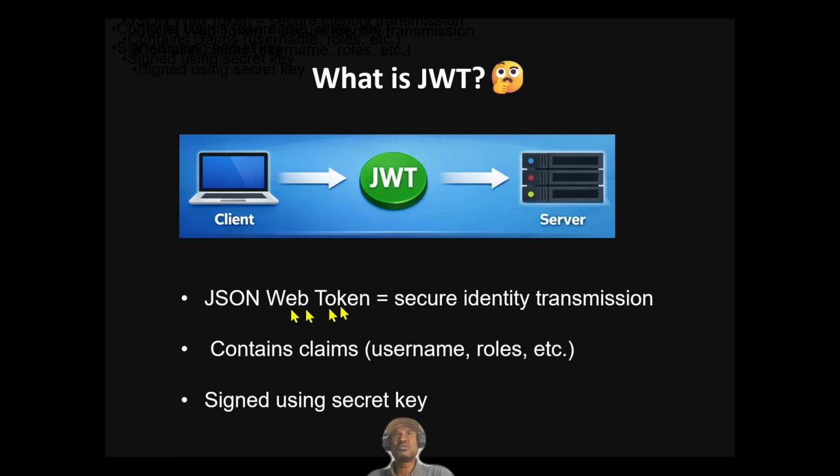What is JWT? JWT stands for JSON Web Token. Think of it as a secure ID card your client sends to the server. It contains claims like username, roles, etc., all signed with a secret key.